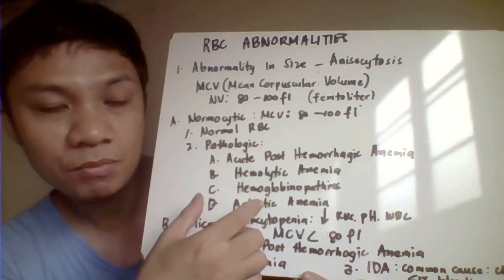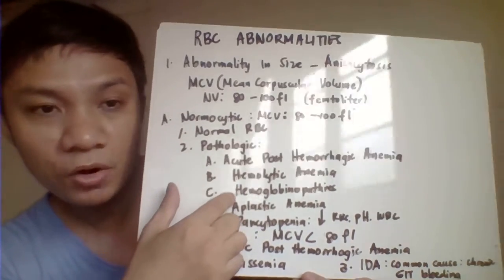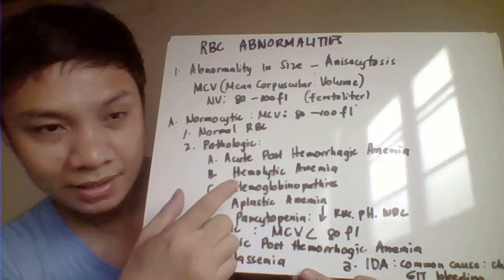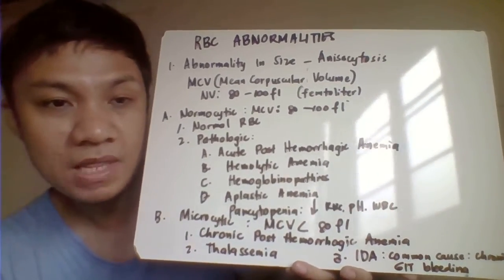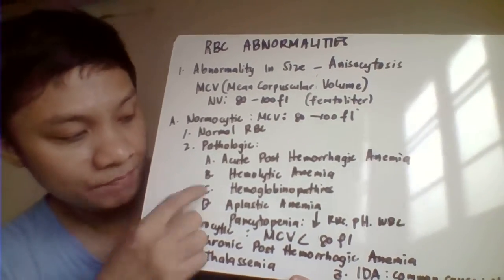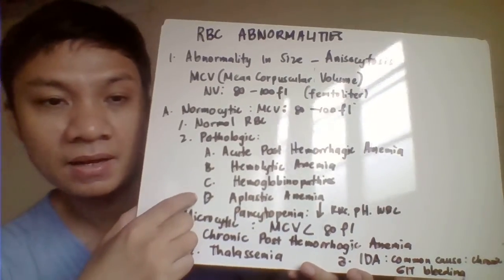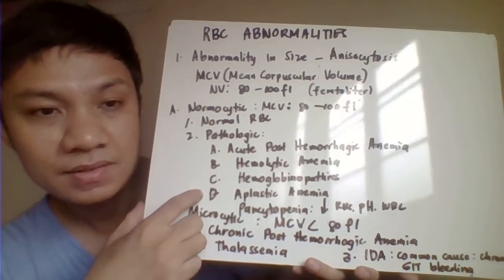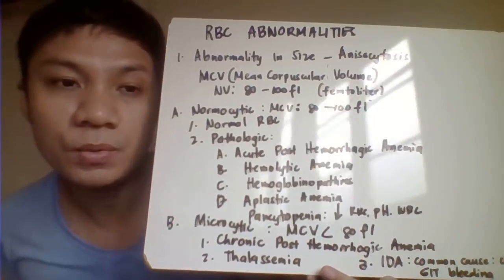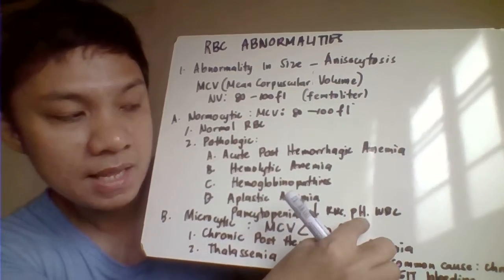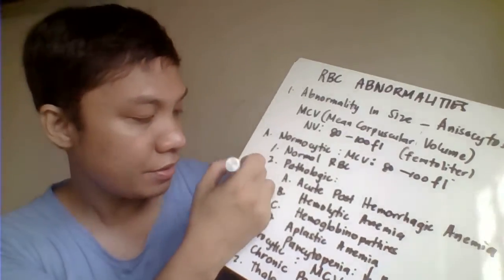So we have your acute post-hemorrhagic anemia, we have here your hemolytic anemia, then we have your hemoglobinopathies. And kanina, with our metabolic pathways, your hemoglobin M is one of your hemoglobinopathies. So consider siya as normocytic. Okay, then we have your aplastic anemia. Okay, aplastic anemia is characterized here by pancytopenia. So this is characterized here by the decreased production not only of your RBC, platelet, and WBC, that's your pancytopenia. Example for that is your Fanconi.